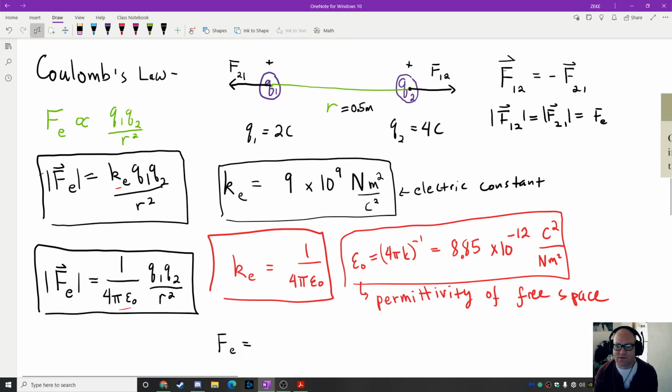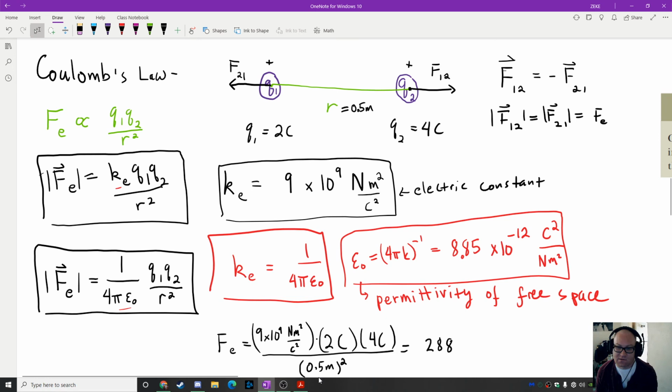We'd probably do this in our head, because this is going to be 4 times 4 is 16, times 2 is 32, 32 times 9, that's like... something like this. Can you calculate that and tell me what you get? You look at the units: the meter squared cancels with the meter squared, the coulomb squared cancels with coulomb times coulomb. That's what you get.